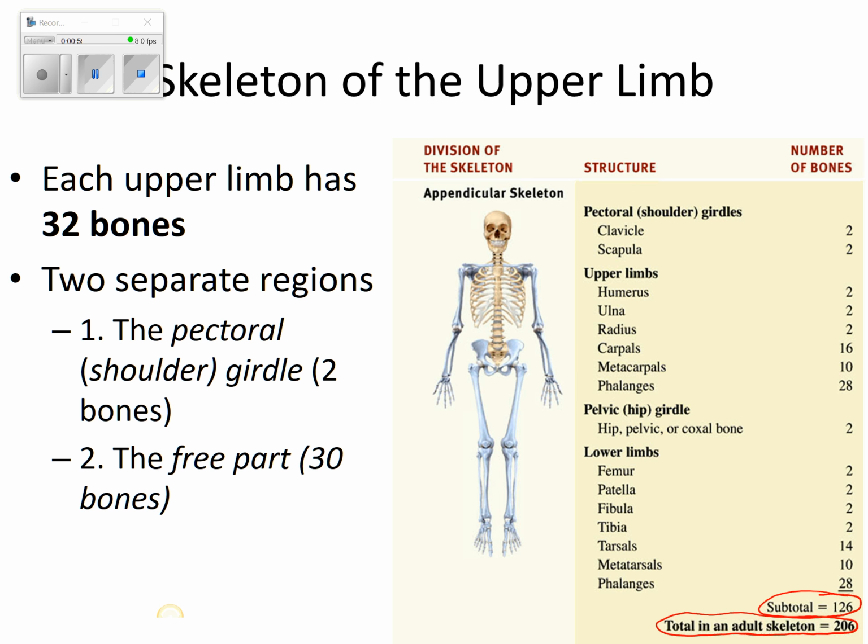Okay, so each upper limb has 32 bones, two separate regions. The pectoral girdle, which is the shoulder, has 2 bones, and the 2 bones, of course, are the clavicle and the scapula. And then the free part is 30 bones. So the free part is going to be like the humerus, the ulna, the radius, the carpals, metacarpals, and the phalanges.